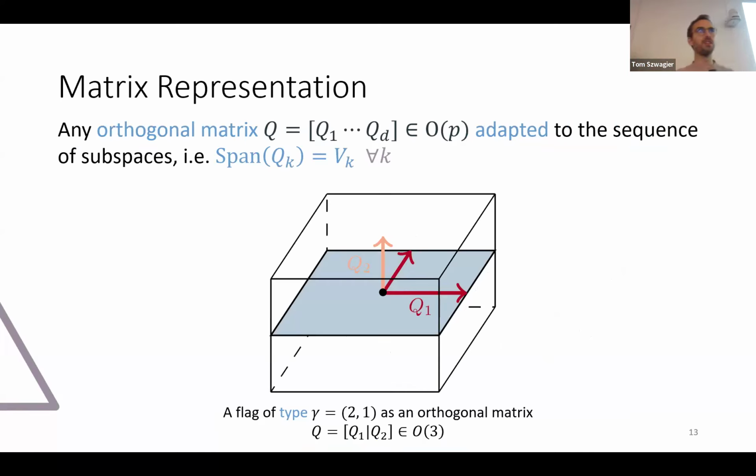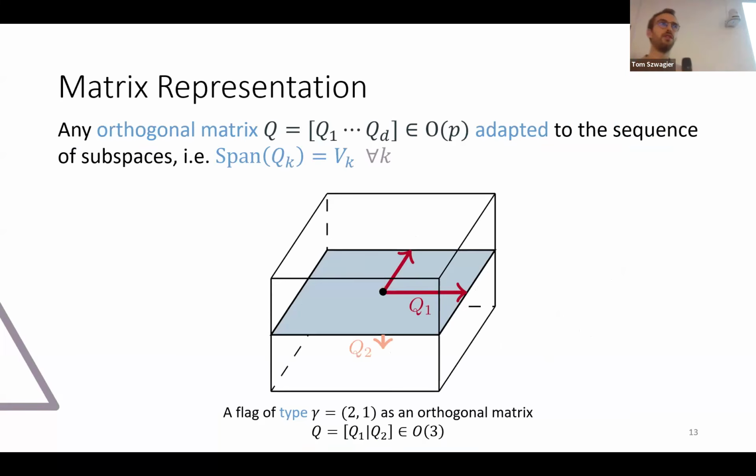Okay, so for now, it might look a little bit abstract. You might be wondering how to do computations on these spaces, and it actually happens that a flag can be represented as a matrix, more precisely as an orthogonal matrix, because if you take an orthonormal basis of each of your mutually orthogonal subspaces and you concatenate them, then you get a representation of your flag with an orthogonal matrix.